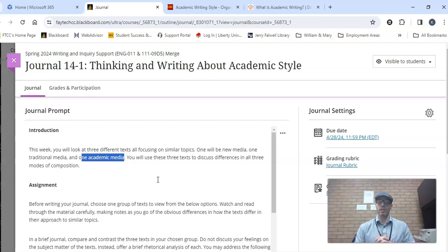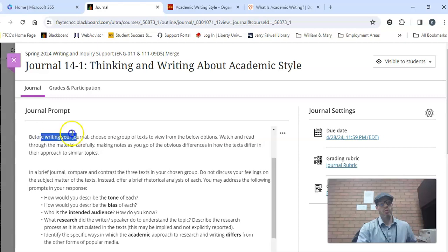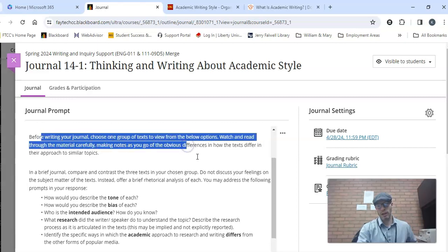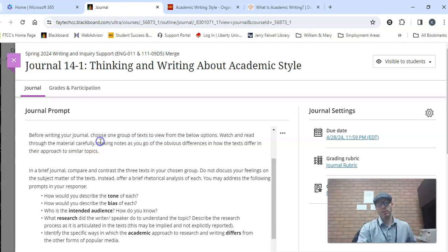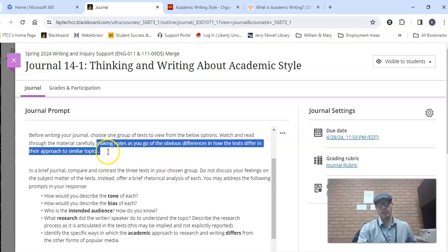So you've already seen what new media is like, and you've created a product like it. You've already seen what traditional media is like, and you've created a product like it. But now we're doing more comparison between not just old and new media, but also academic media. You want to be able to point out the similarities and the differences in their construction, in their style, and composition. So before you write your journal, you need to choose one group of texts from below and watch and read the material carefully. You should make some notes on the obvious differences in how the texts differ and in their approach to the similar topic.